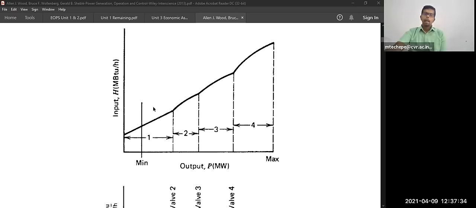Practically, as you are seeing here, it will be varying like anything. It will be varying, decreasing, increasing like that. So in that case, if you solve that particular problem, it will be a very difficult thing to solve.